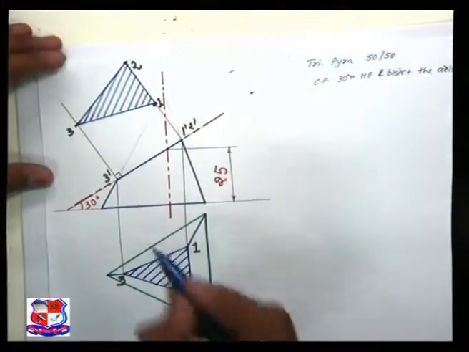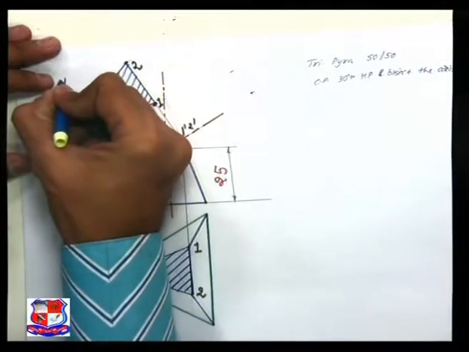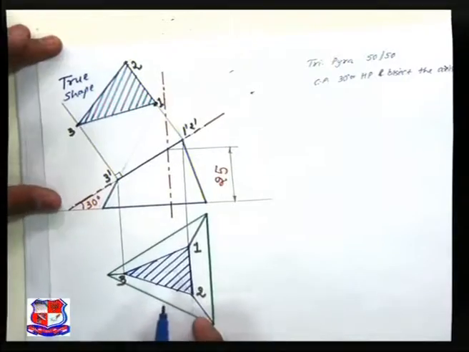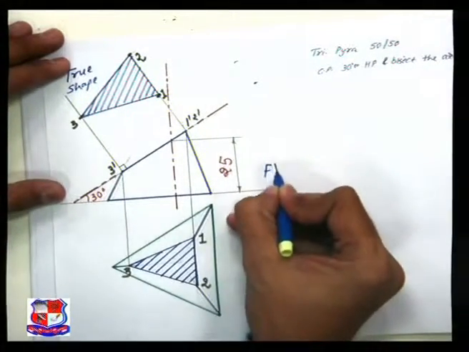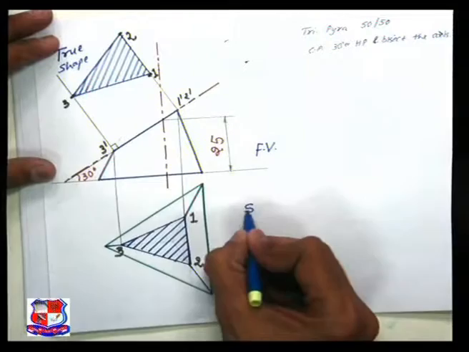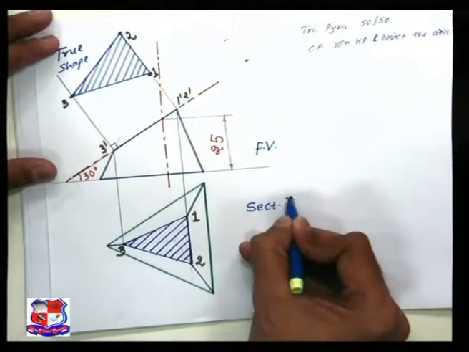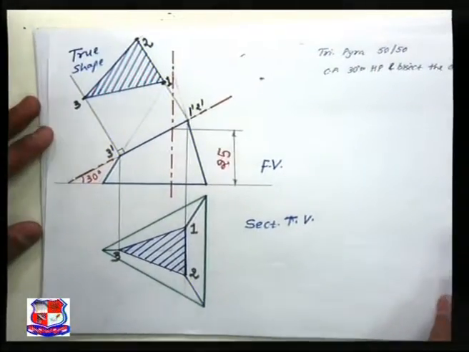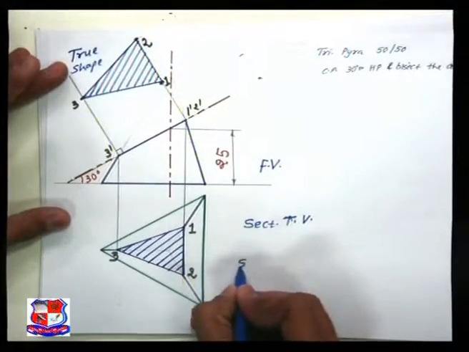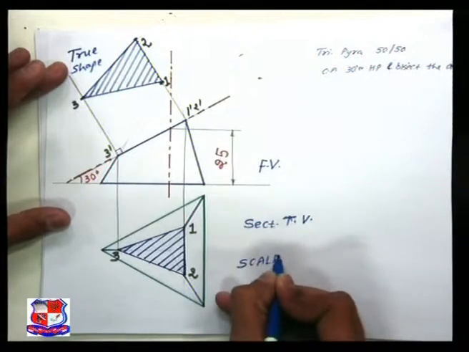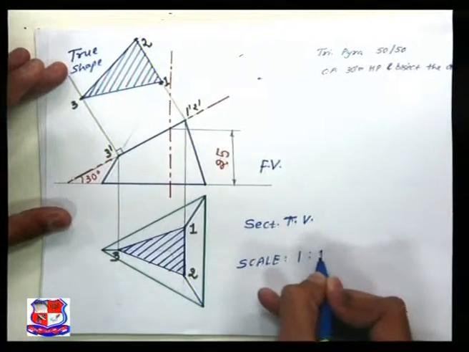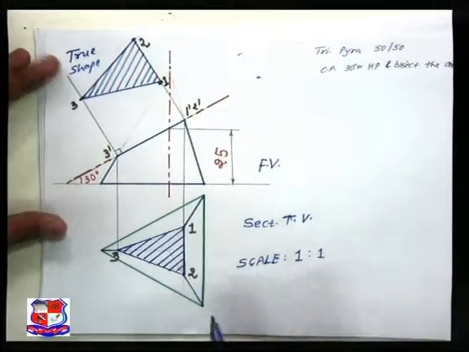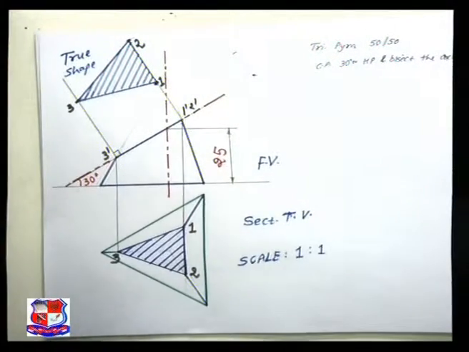Sectional views. So you can write the name of the respective view, it's a true shape. This view represents the front view, and this is the sectional top view or sectional plan. And here a scale of 1:1 is used. You can write scale 1:1 because the dimensions are not much bigger or much smaller. We can draw this solid with a 1:1 scale.